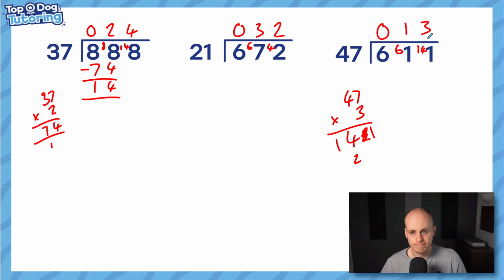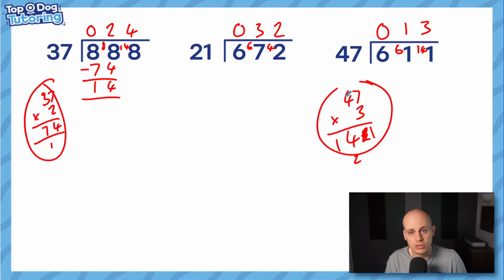3 lots done. Was it just a coincidence, or is that method just good for those first questions in the SATs papers? I'll let you decide. So to summarize what I was doing there, every time I was estimating how many lots of this number I think went into the number. And if I needed to check it, I just quickly did a times table down here. It didn't take long to write that out.